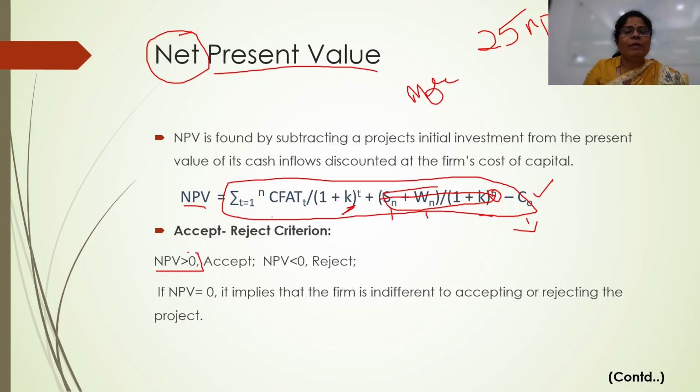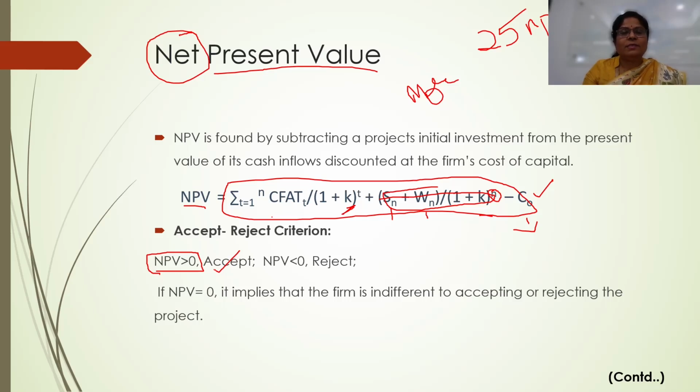That is, if NPV is greater than 0, then you are going to accept. Obviously, because your inflow should be more than your outflow. This is total inflow, and this is outflow. So inflow minus outflow is greater than 0, then we are accepting it, or else we are rejecting. So this is what NPV is.